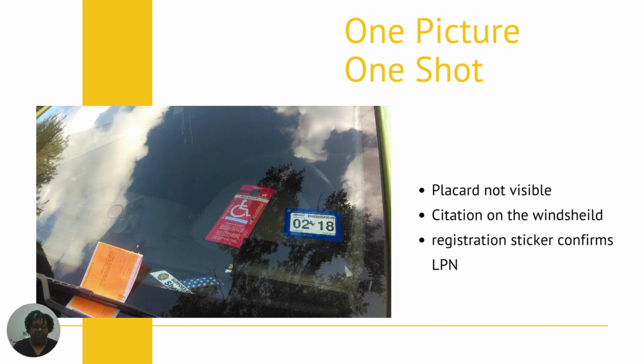Here's an example of a very good picture. If you have opportunity to take this picture, this could be the one windshield picture that you have. It shows that the placard is not visible because they've turned it upside down so you cannot read the expiration date. You can see the citation has been placed on the windshield under the blade, and then you can also see the registration number, which confirms your picture of the license plate number that was taken at the rear of the vehicle. So if you can get this one picture in one shot, this is an excellent picture.